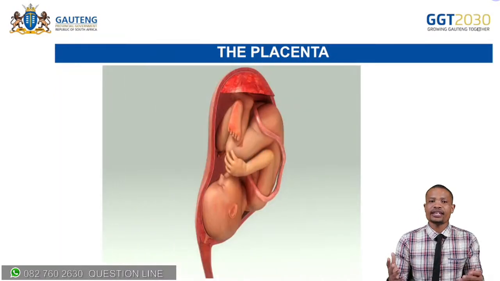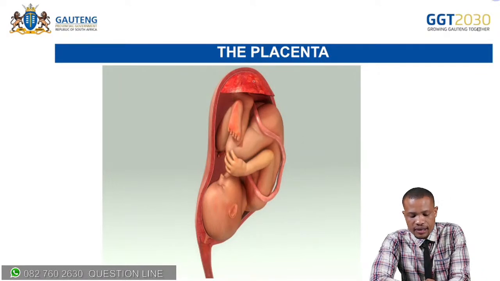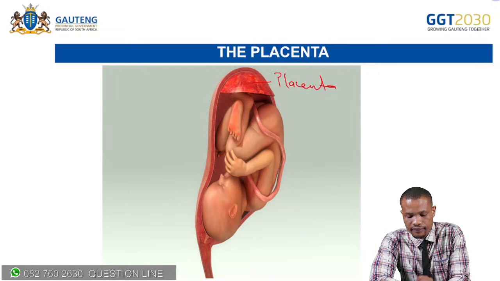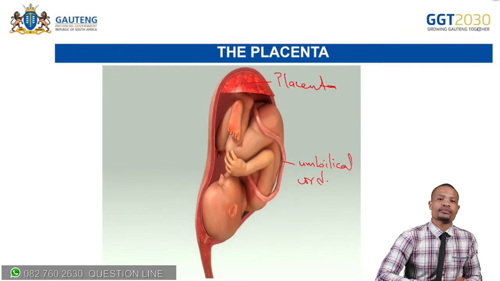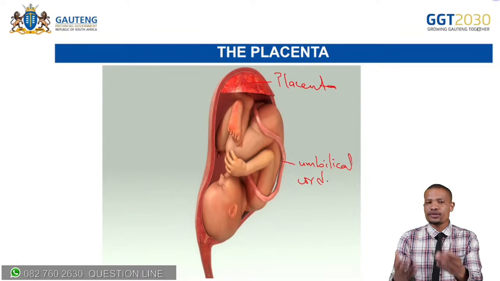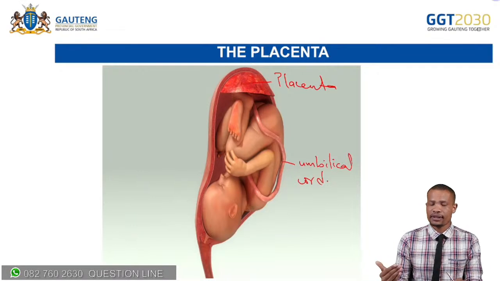Right. So here is a better view. We said this is the placenta. And this is the umbilical cord. Okay. And we said, what is the role of these two things? They provide the baby with food, oxygen, and water, and they take away what? Carbon dioxide from the baby. Okay?